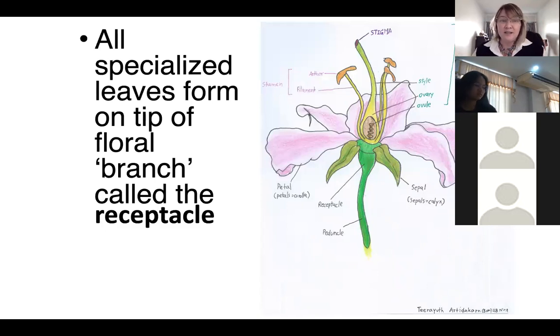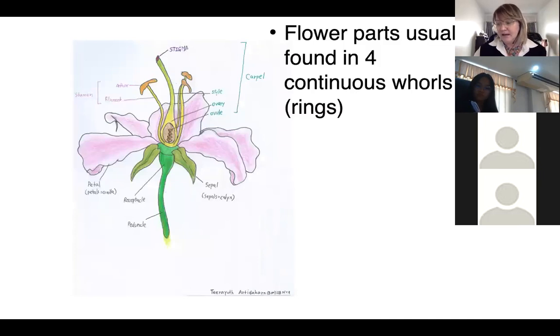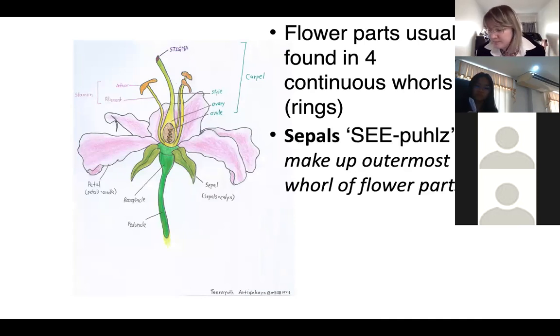All of the specialized leaves, or the parts of a flower, form from the tip of the floral branch called the receptacle, which you can see here. So that's where all of the flower parts form from. And like I said, you usually find 4 rings or whorls from the outside going in. The first one, I'll just draw like the outer ring.